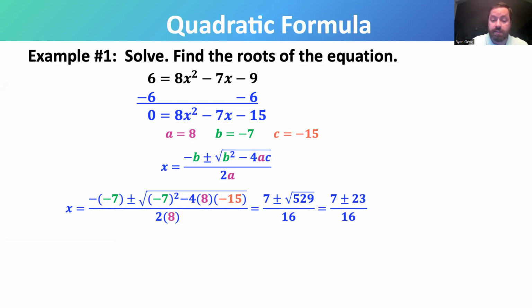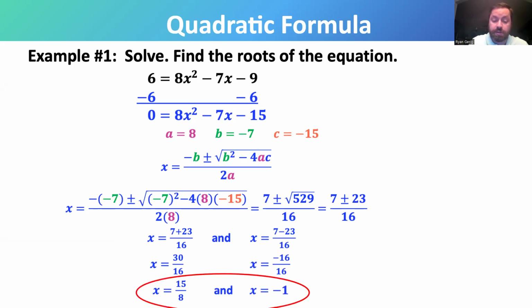Now that plus or minus gives us our two solutions. We have x equals 7 plus 23 over 16, and we have x equals 7 minus 23 over 16. Make sure you see those two solutions there. 7 plus 23 is 30, divided by 16 reduces to 15 over 8. 7 minus 23 is negative 16, divided by 16 is negative 1. My two solutions are 15 over 8 and negative 1.